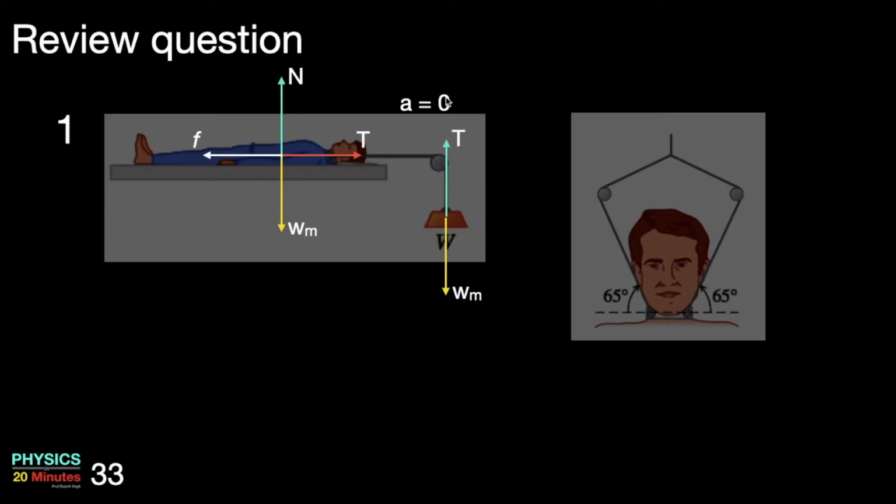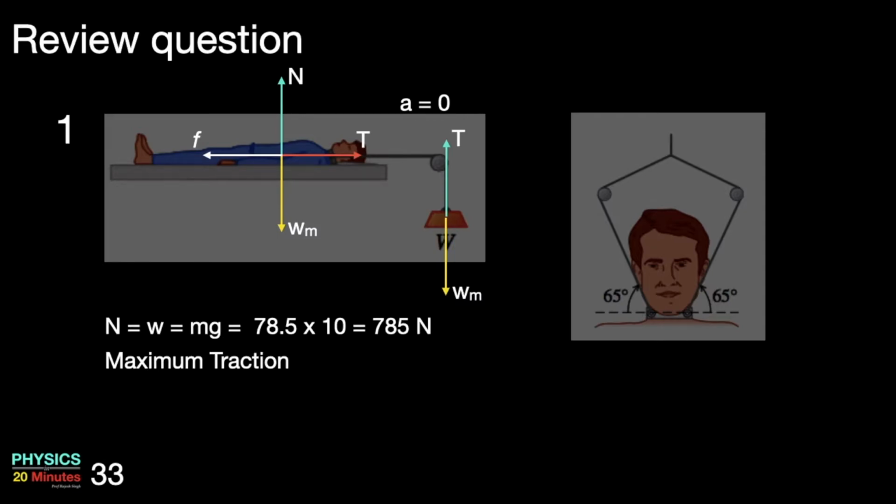Acceleration is 0. Normal reaction is equal to mg. M is given. That will give me the normal reaction as 785 Newton. G is 10. Multiply the two, you get 785 Newton. So the maximum traction or maximum pull that one can get is the force of maximum static friction, mu times N. So mu is 0.75, so 0.75 into 785 will give you 589 Newton. So this is the maximum tension that should appear in the string.